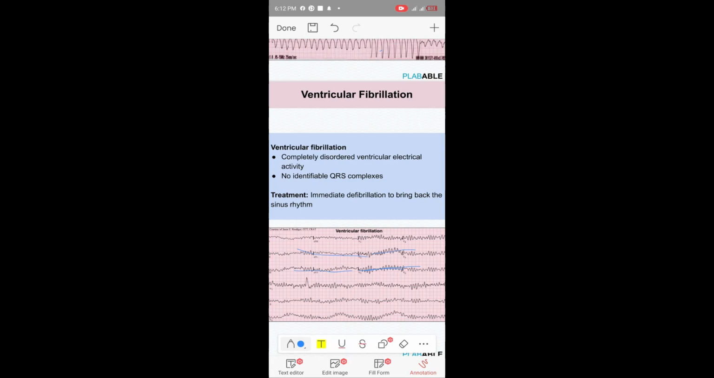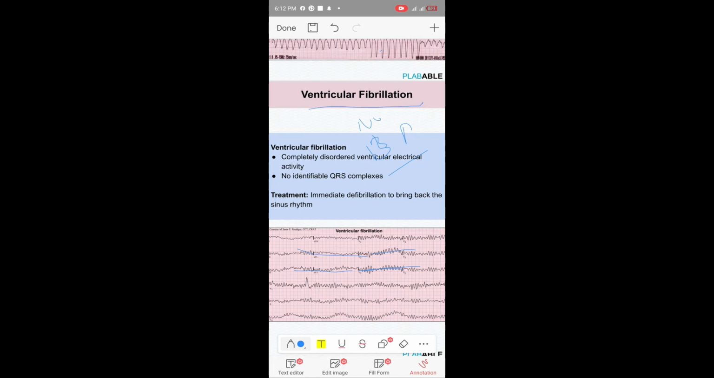This is ventricular fibrillation. The patient is coming to you in a collapsed state, no BP, no pulse, because the ventricles are fibrillating. How could there be a pulse or a BP? So in ventricular fibrillation, you need to defibrillate the patient directly.